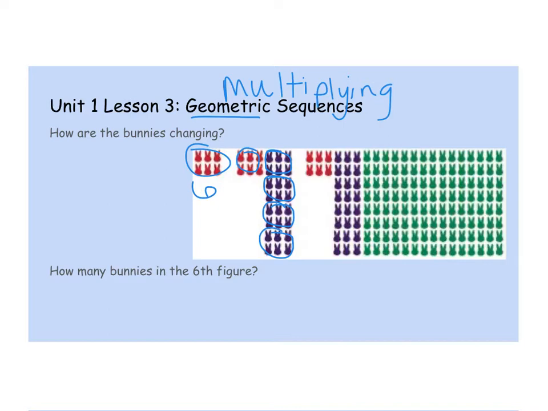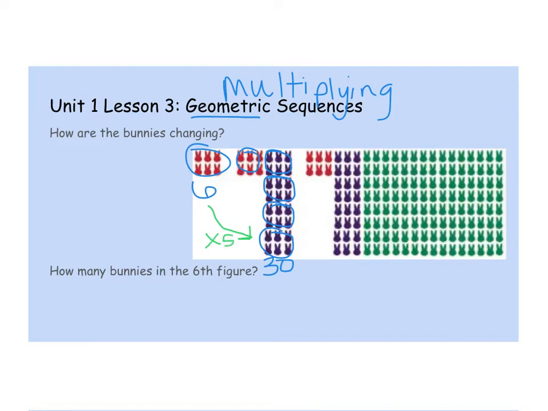Okay, well, how many groups of 6 are there? There's 5. 5 times 6 is 30. So there's 30 bunnies in that second picture. So how would I get from 6 to 30? We multiplied by 5.